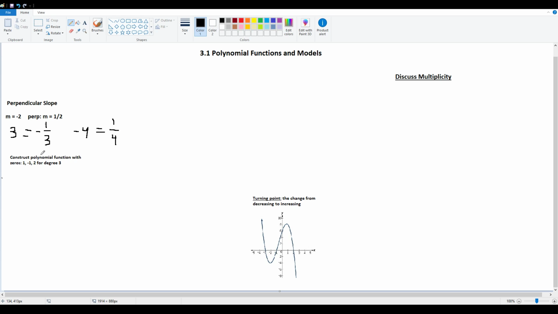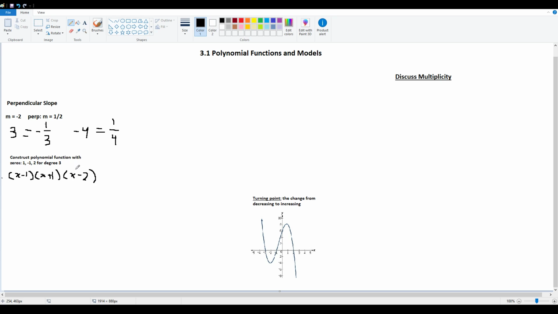Moving on, we have to construct a polynomial function with the zeros 1, -1, and 2 with the degree of 3. So we see the zeros 1, -1, and 2. We'll list them out here. The zero of 1 equals x minus 1. The zero of -1 equals x plus 1. And the zero of 2 equals x minus 2. So we have the zeros listed.